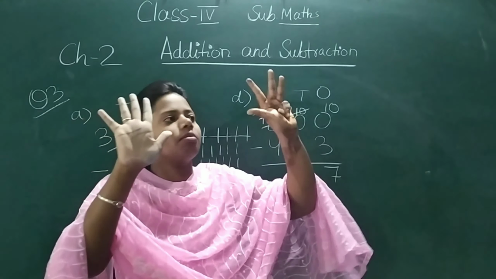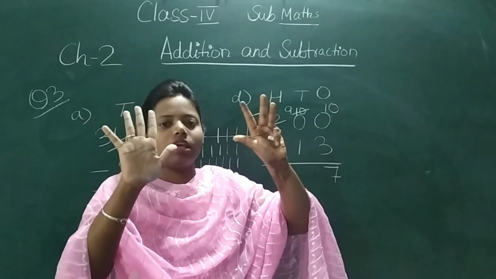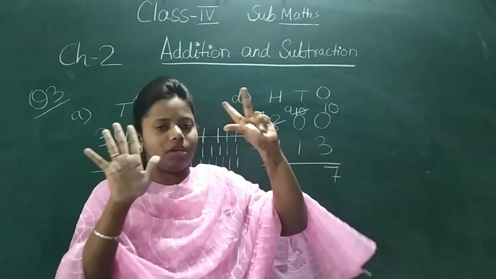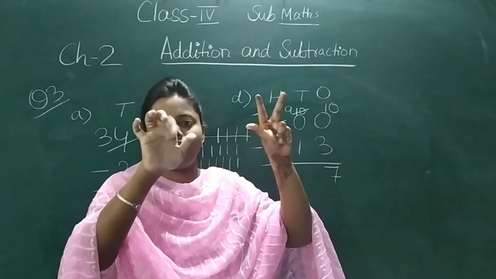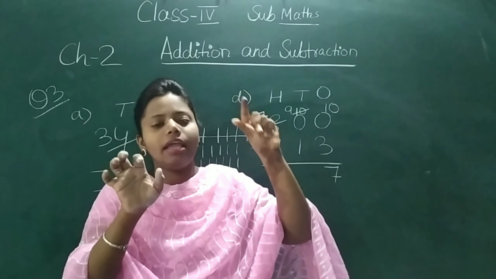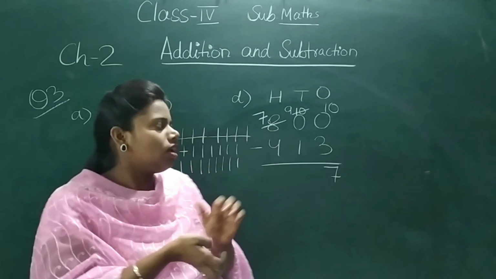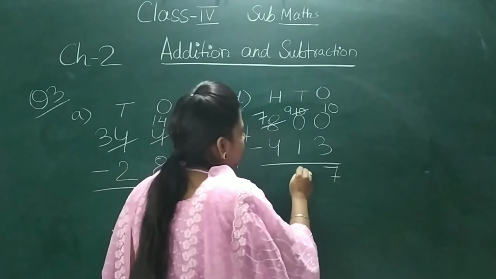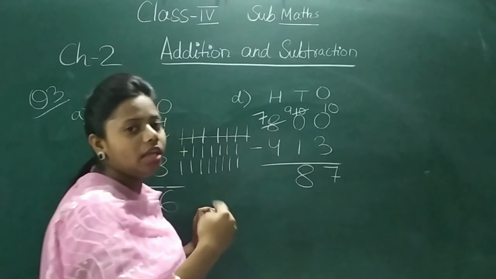Now see here. I take my 9 fingers, okay, and I will subtract 1 from it. So how much do I have? 1, 2, 3, 4, 5, 6, 7, 8. How much do I have? 8. So 9 minus 1 will be 8.